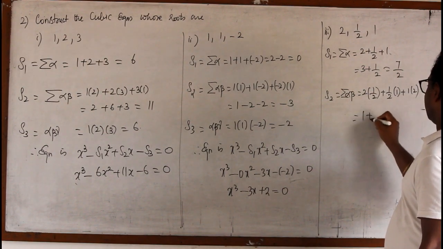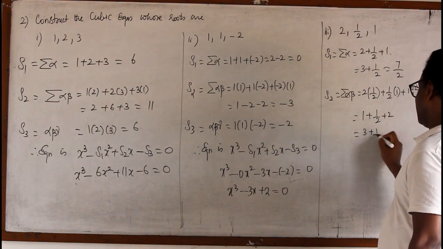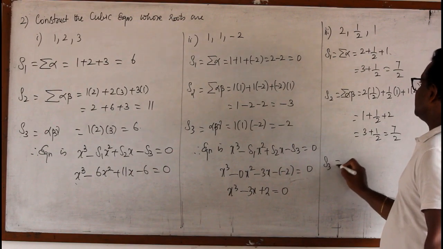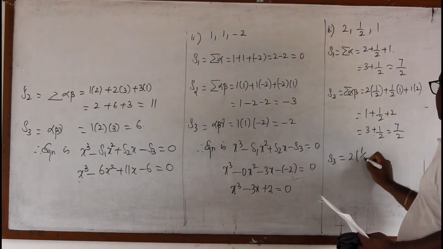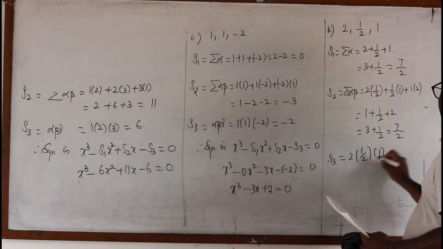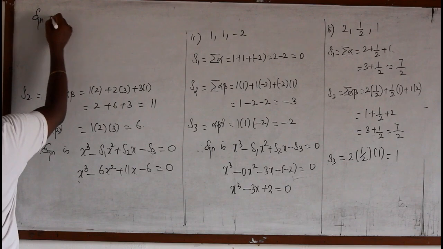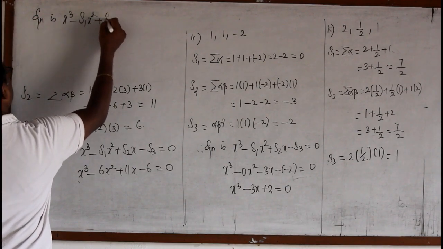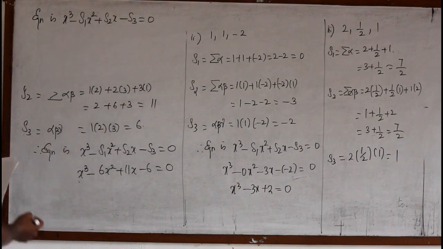2 cancels 1, plus 1 by 2, plus 2. Again 3 plus 1 by 2, so the same 7 by 2. Then S3 is the product of the 3 roots, 2 into 1 by 2 into 1, the 2s cancel, so it is 1. Therefore, the equation is x cube minus S1 x square plus S2 x minus S3 equal to 0.